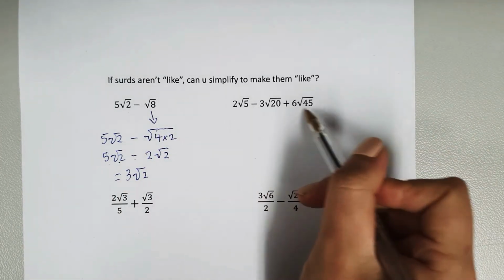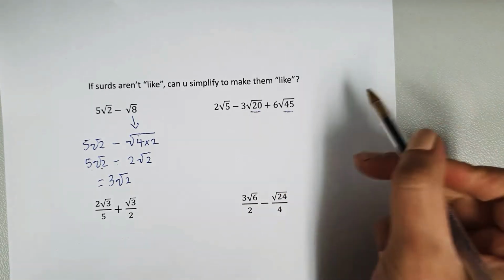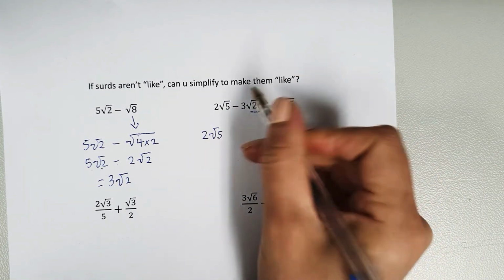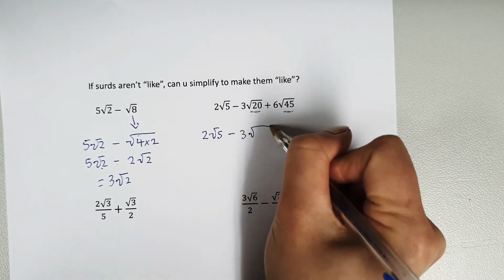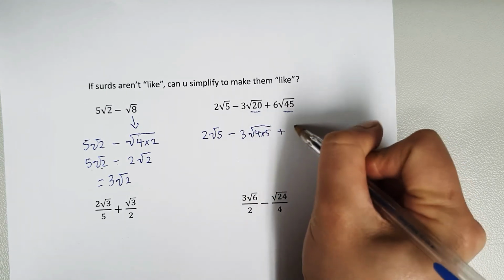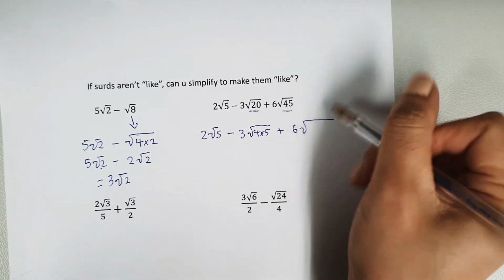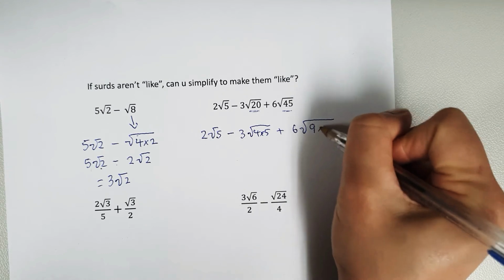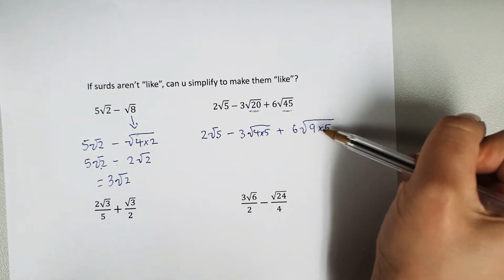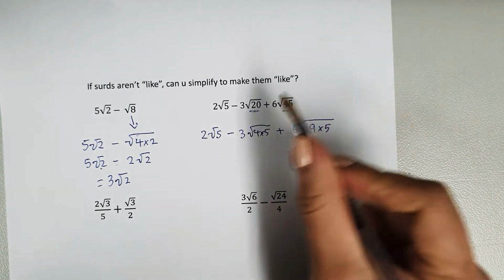So we can do the same for all these here as well. So let's try and simplify all the surds that need simplifying. So 2 root 5, that's the best that we can do. Over here we can write that as 3 root 4 times 5 plus 6 root, and we can split that up into its factors. 9 times 5 would be the best one to use, simply because the numbers 9 and 4 we can find the square root of.